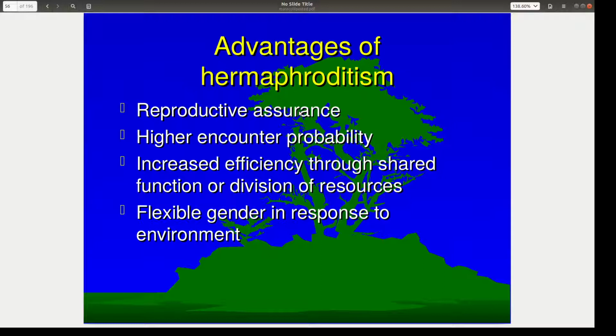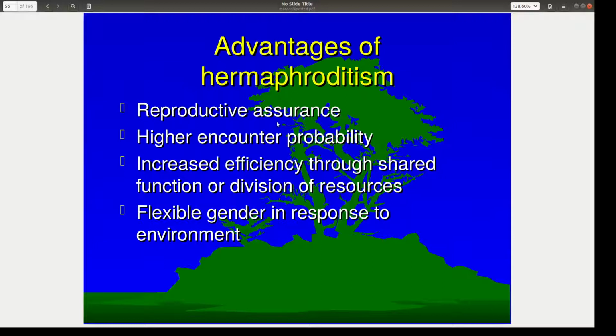If you have a small population size, and or if you are not a very mobile species, then it might be difficult finding a mate if you're dioecious. Whereas if you're hermaphroditic, any individual you encounter could be a potential mate, because everybody's the same. Everybody's a hermaphrodite, so everybody can potentially mate with everybody else in the population.